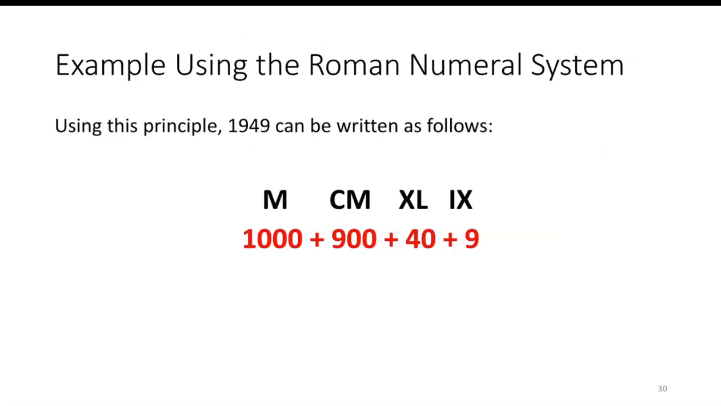Using the principle, 1949 is a lot simpler to write. MCM XL IX. And in terms of writing, basically every digit of our number is treated as a different symbol. So 1949 in expanded form is 1000 plus 900 plus 40 plus 9. And each of those is then translated to a Roman numeral.